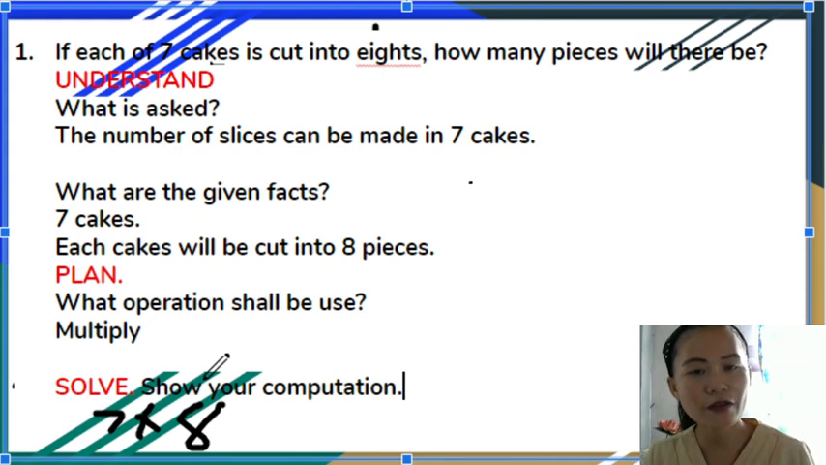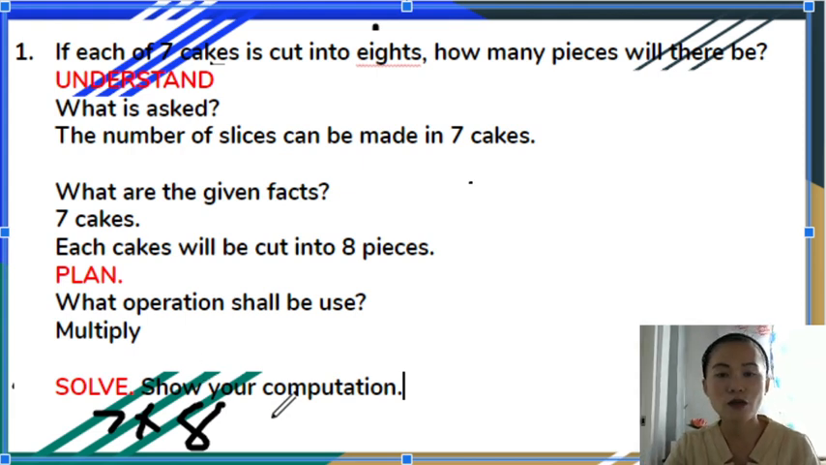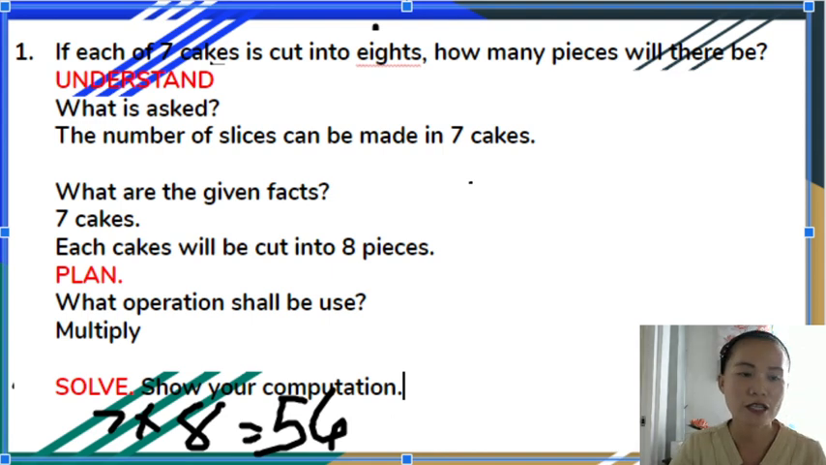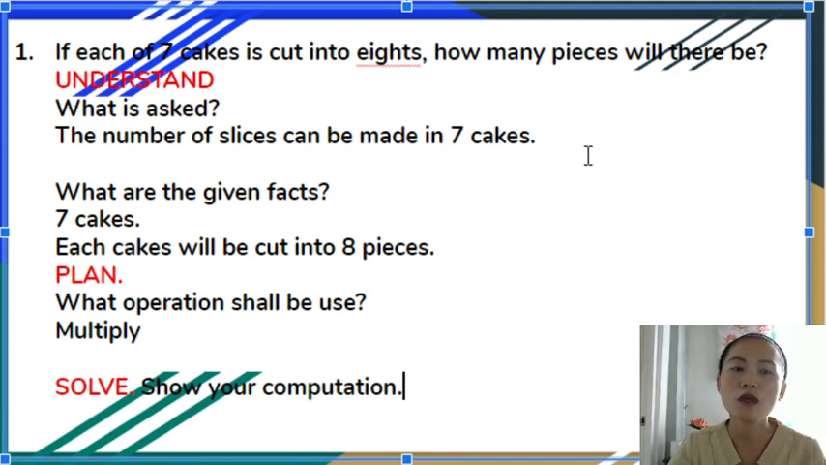If we do this, keep counting. So 7 times 7 is 49. 49 plus 7, we have 56. So we have 56 slices of cakes out of 7 cakes.